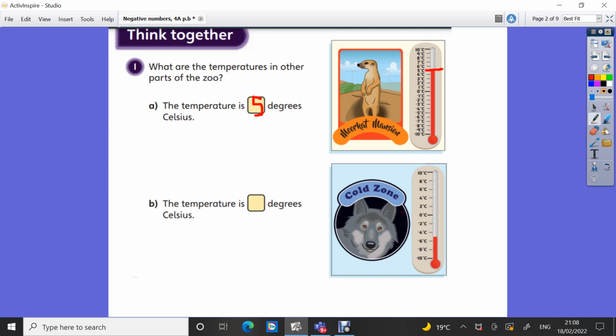If you look at the bottom picture, the cold zone, the temperature here is between -6 and -4. What number comes between -6 and -4? What number comes in the middle, in between? You have to figure out and write that number here. What number comes between -6 and -4? That is -5. So you have to write here -5. Let's go to the next question.